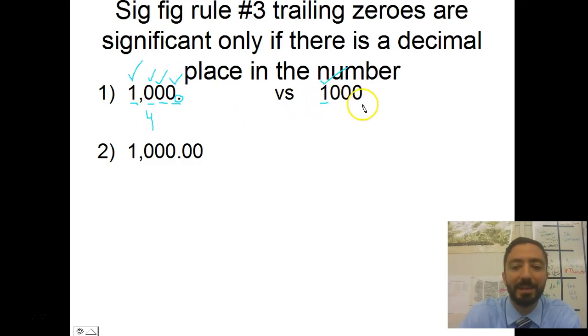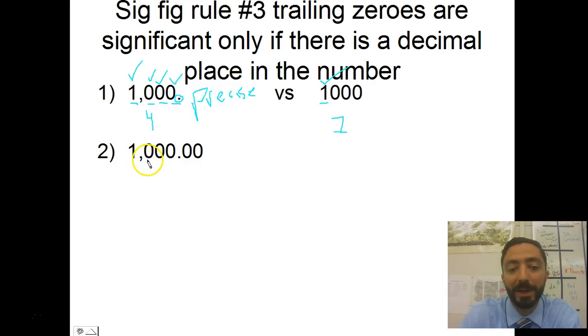The number over here has no decimal, and so we only have 1 sig fig. And so while these look to be the exact same number, the precision, this is a very precise number over here, does not exist on this one. This is a very imprecise number, and that gets back to my first example.